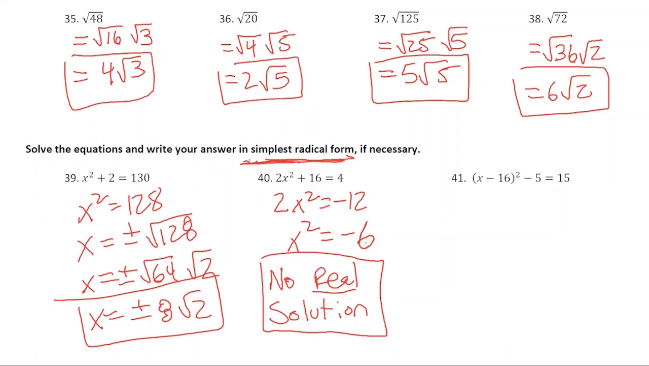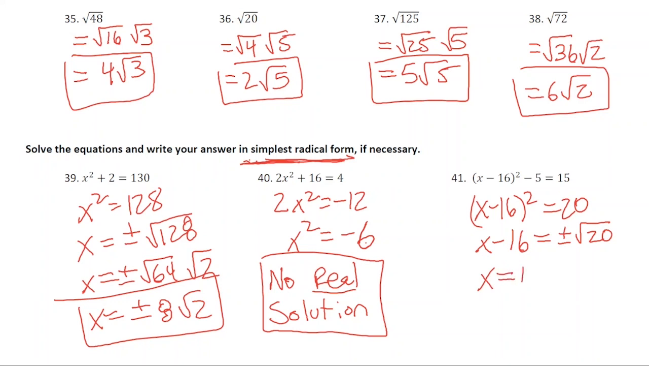For number 41, we're going to add 5 to both sides. So we get x minus 16 squared equals 20, and we'll take the square root of both sides, or in other words, raise both sides to the 1/2 power, and I get x minus 16 equals plus or minus the square root of 20. Pretty sure I can reduce that. I need to add 16. This is going to be a pretty nasty number here.